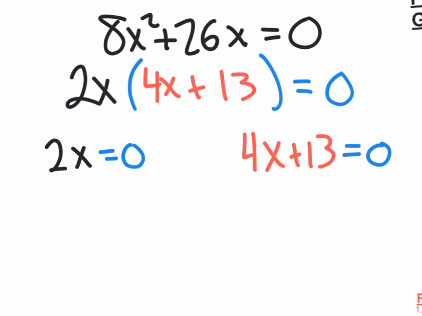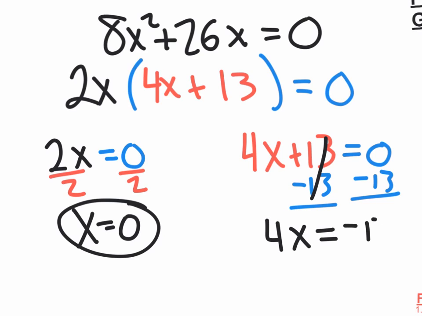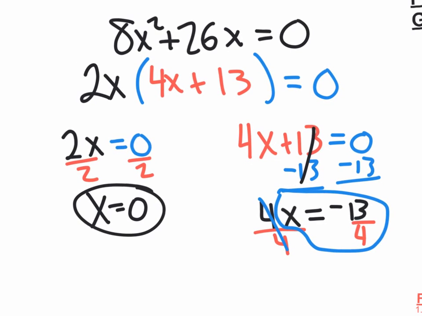Let's solve both. Divide by 2 on both sides on the left equation. You're going to get x equals 0. And on the right side, subtract 13 on both sides. And you'll get 4x equals negative 13. Divide by 4 and you will get x. I ran out of space. X equals negative 13 over 4. Both of those are your answers to this equation.